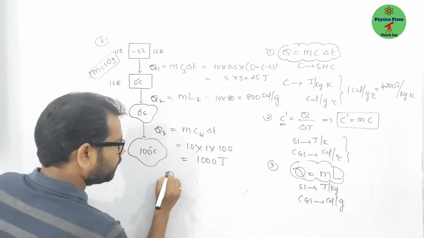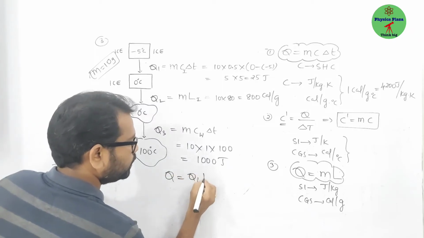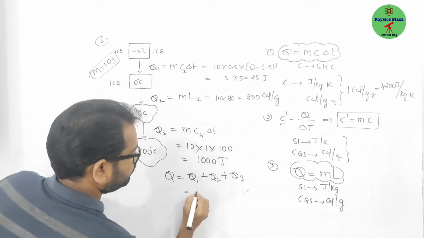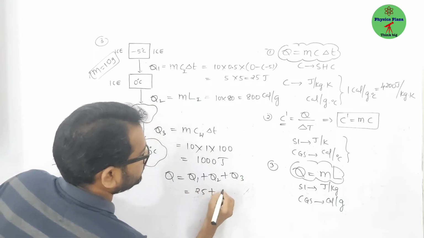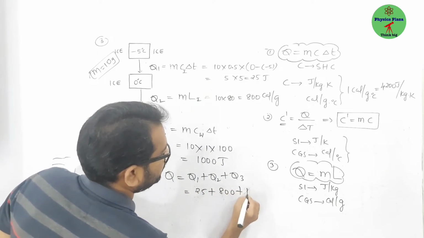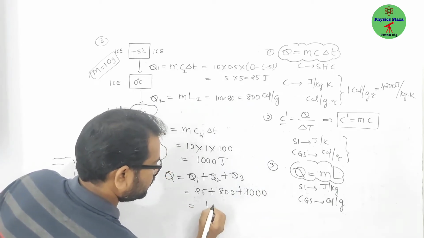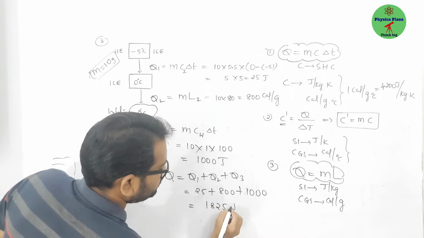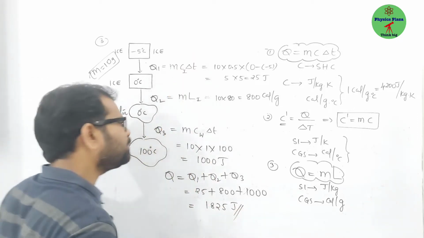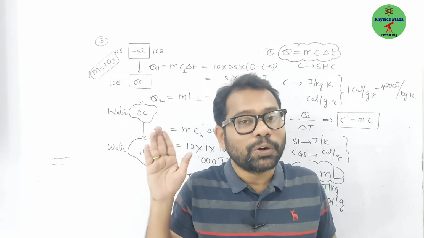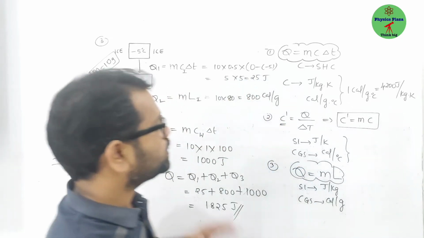Now the total heat required is, children, Q1 plus Q2 plus Q3. So this will be 25 plus 800 plus 1000. Children, if any calculation errors are there, just kindly check. 1825 joules, children. Numbers might be different in exam. There might be change in the numbers, but not in the concept. So this is the concept.